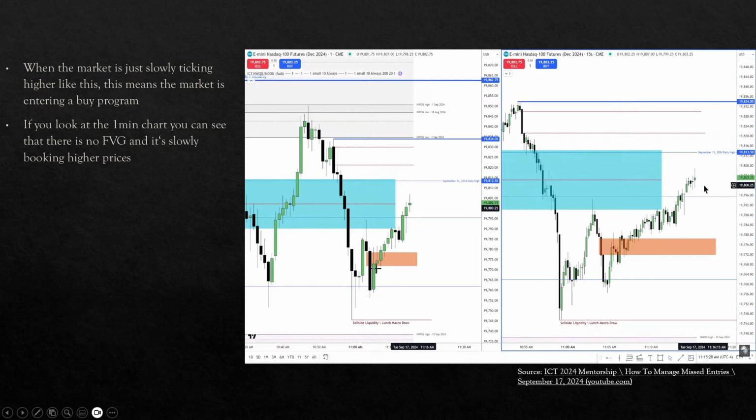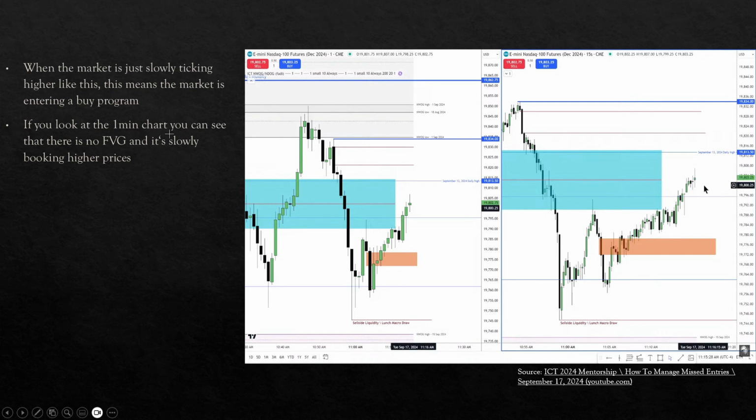And you can see the market is slowly ticking higher like this, and ICT refers to this as the market entering a buy program. Nothing can stop price from moving higher. So our algorithm is entering a buy program and just pushing price higher. So if you were in the short, you would be in a pretty bad place watching this.